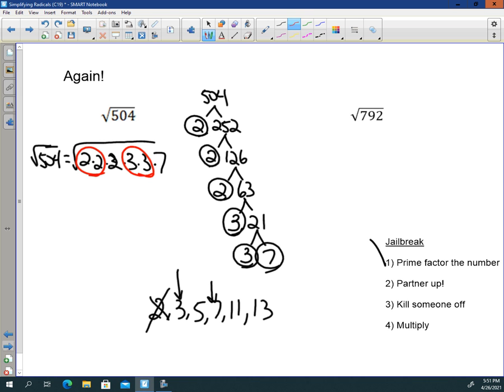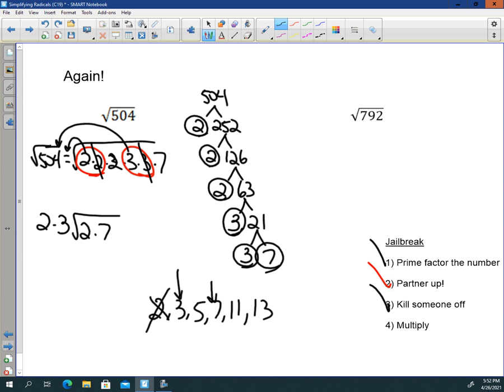So I've taken care of the partnering. Now I'm going to kill someone off, but you only kill off one of the partners. And so killed off a 3, killed off a 2. Now this 2 gets to come out, and so does that 3. And so what we have is 2 times 3 on the outside now. And then the only ones left are the other 2 that didn't have a partner and the 7 that didn't have a partner. And so we killed someone off.